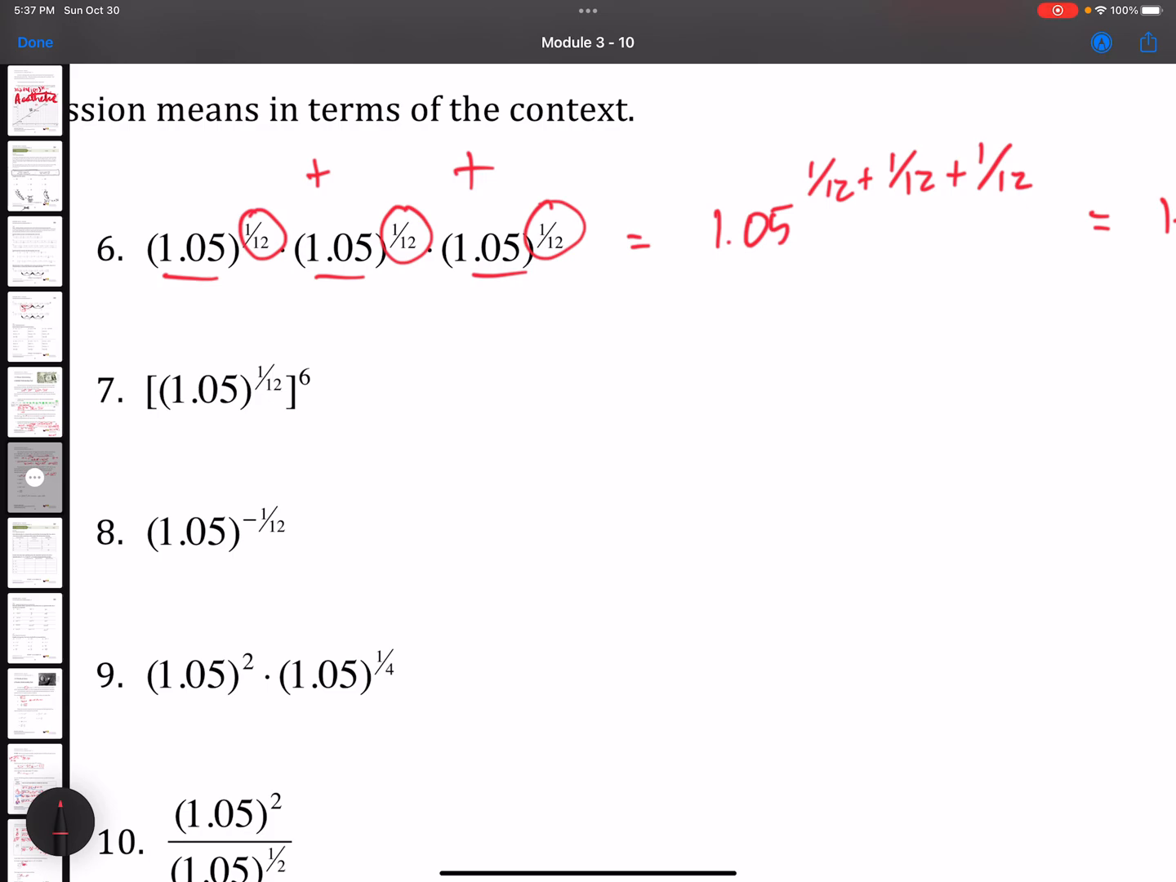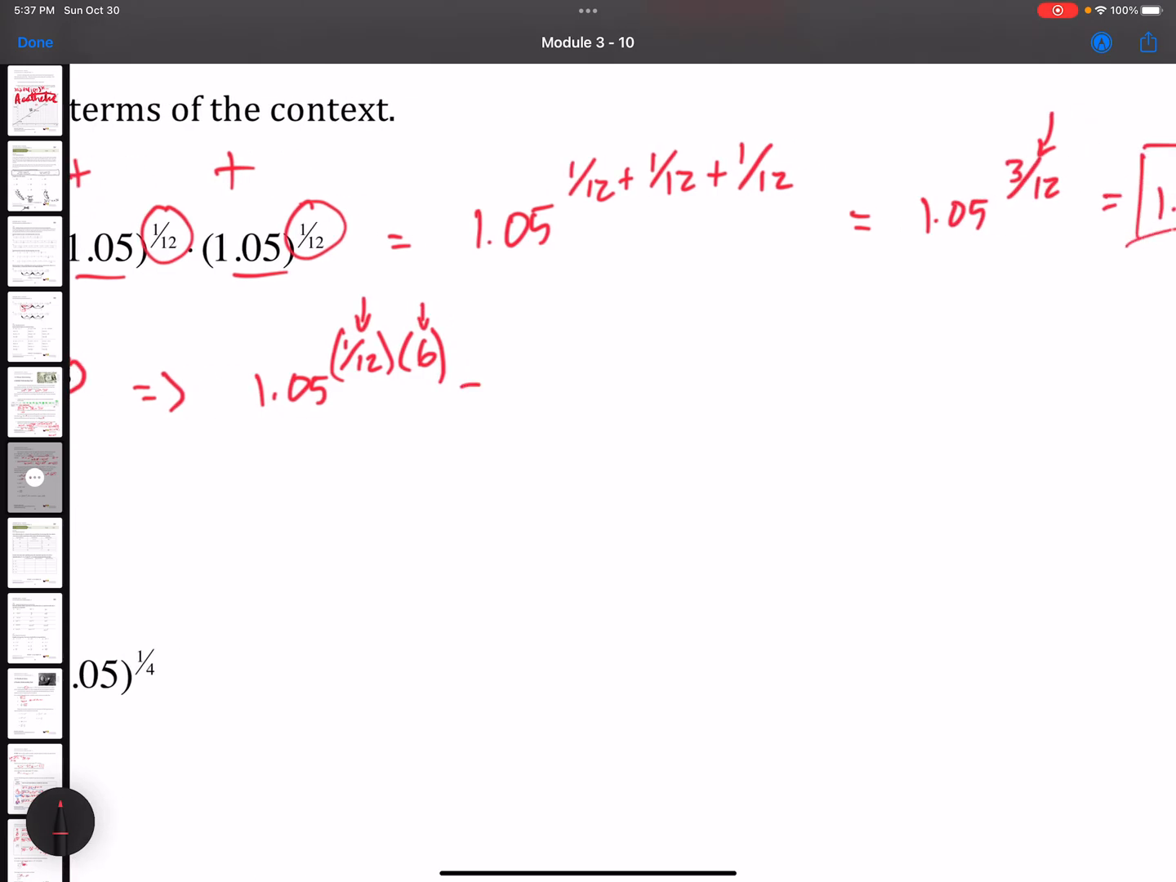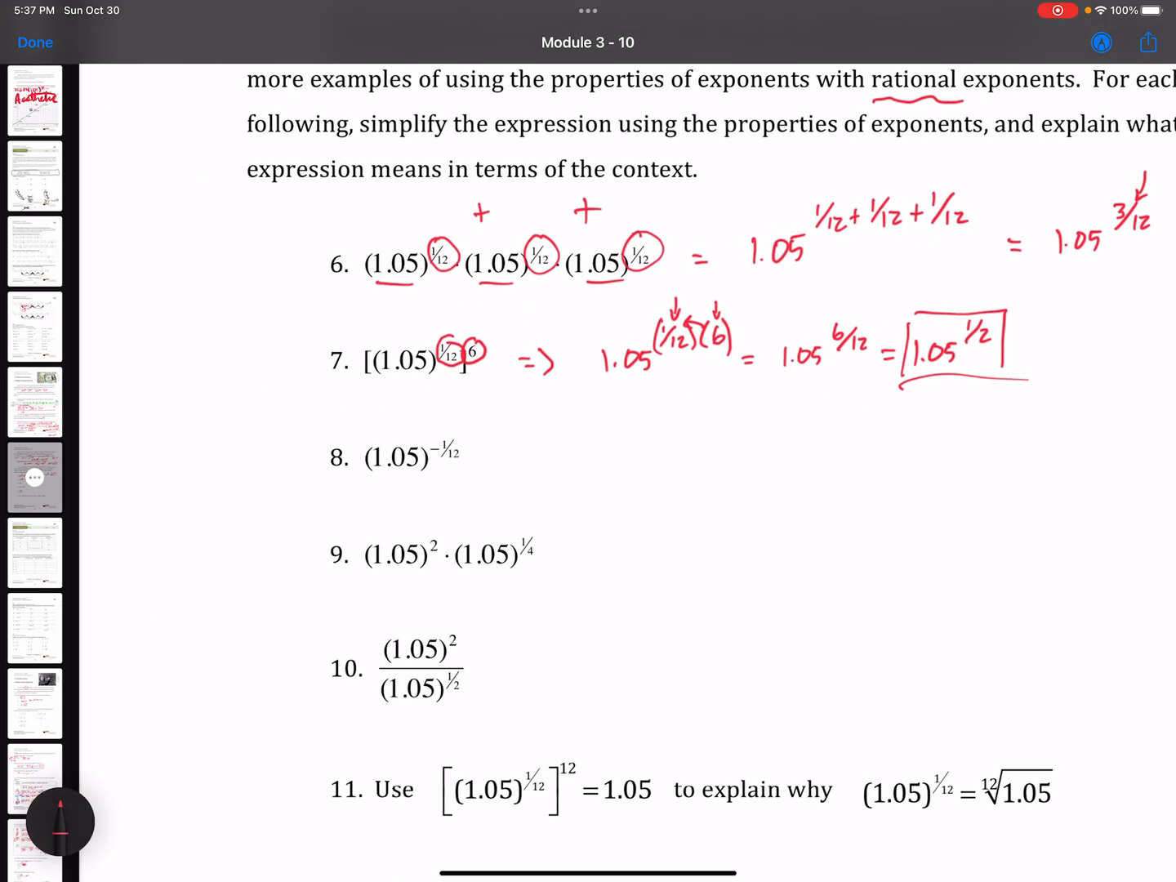I'm going to go ahead and go through and answer them right now as well, and you can check your work. So, as we stated earlier, when you have an exponent raised to another exponent, you can actually just multiply those exponents. So this is the same as 1.05 to the 1/12th power times 6. Now, when we have a whole number times a fraction, the rule is still applied that you take the whole number and multiply it to the numerator. So I'm going to have 1.05 to the 6/12ths power, or 1.05 to the 1/2 power. That's the answer for that first one.